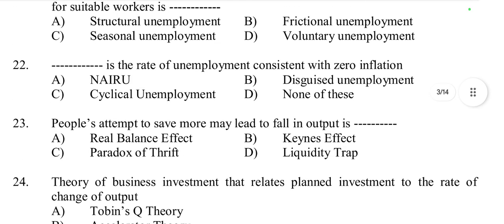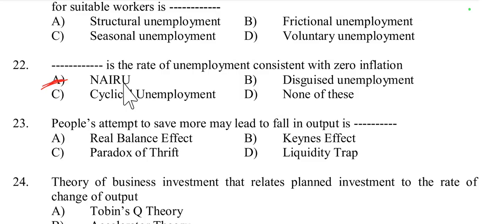Question 22: dash is the rate of unemployment consistent with zero inflation: NAIRU, disguised unemployment, or cyclical unemployment. It is NAIRU. NAIRU means non-accelerating inflation rate of unemployment.